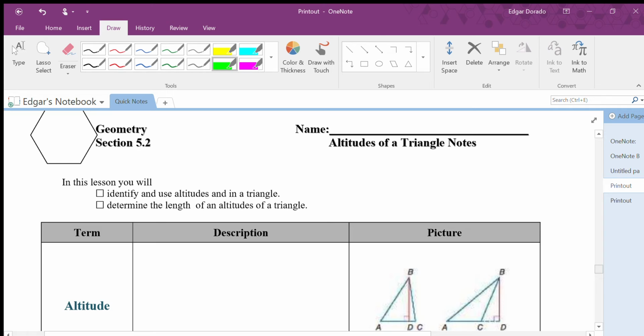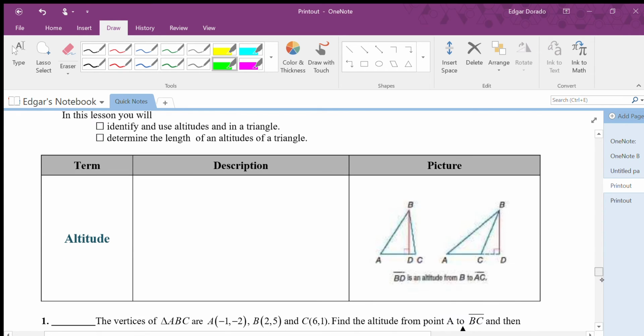So let's make sure we can distinguish between medians, which again was a segment which comes from a vertex of the triangle to the midpoint of its opposite side. Now we're actually going to talk about altitude. So let's go ahead and first find out what we're doing today. In today's lesson, we're going to identify and use altitudes of a triangle, and then determine the lengths of an altitude of a triangle.